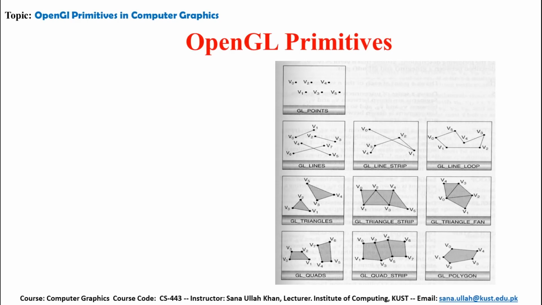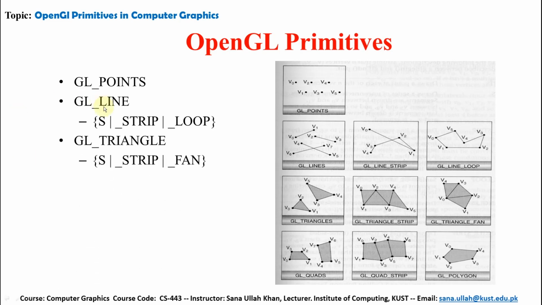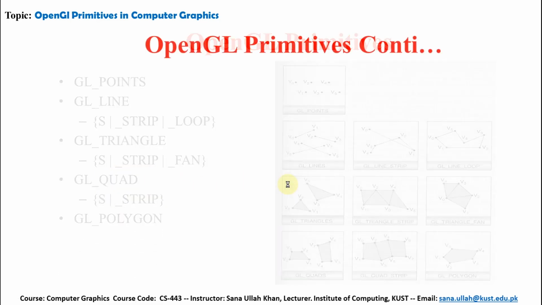After that we use some primitives in OpenGL, which is the original topic of this lecture. Primitives mean points, lines, triangles, squares, polygons. How to display these in OpenGL programming? So first of all, the primitives are GL points, GL lines and sub-types points, strip and loop, GL triangles and then strip and fan, GL quads and then strip, and at the end GL polygon.